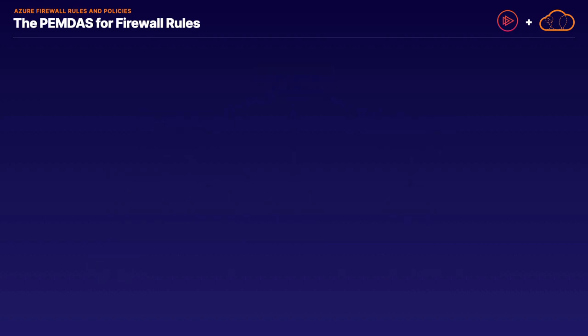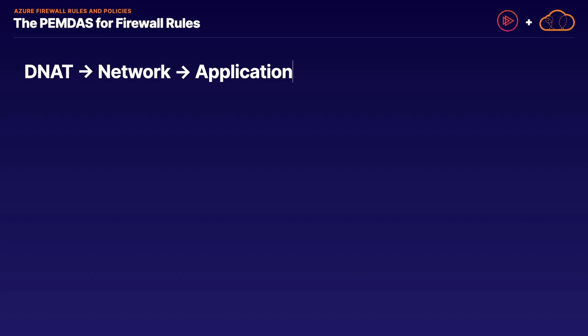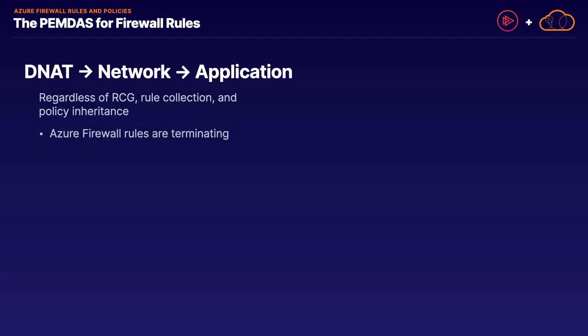Plain and simple, at the end of the day, if you need a quick and easy way to determine how traffic is flowing, keep in mind that DNAT is evaluated first, network, and then application rules after that. This is regardless of the rule collection groups, the rule collections, and the policy inheritance between a parent and child policy. And these Azure Firewall rules are terminating, which means if we get a rule match, the traffic stops there and it takes that rule and puts it into play.